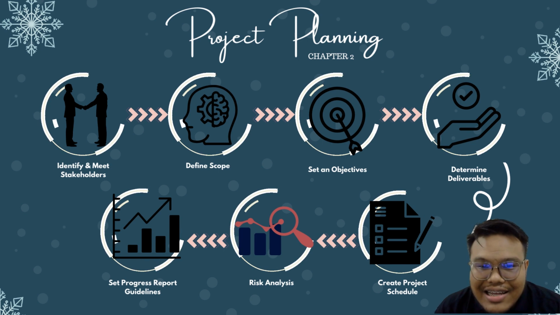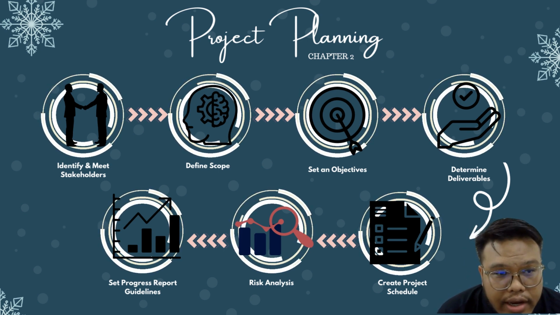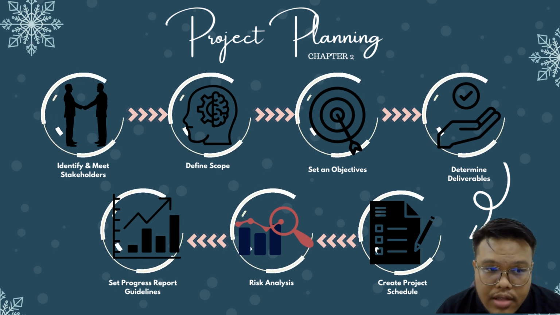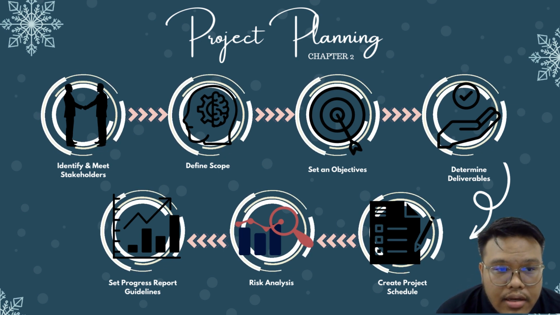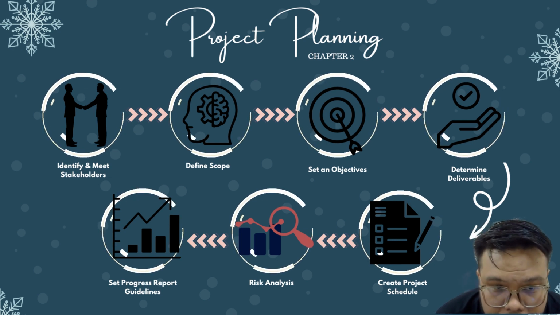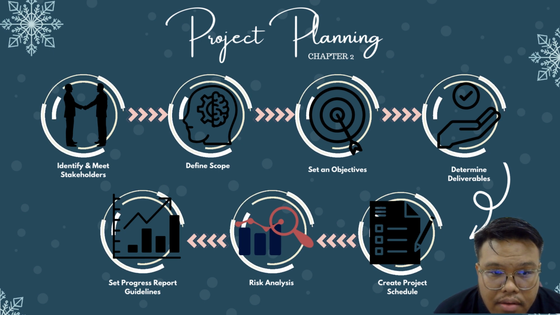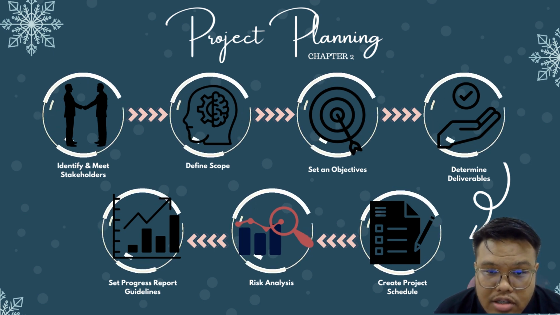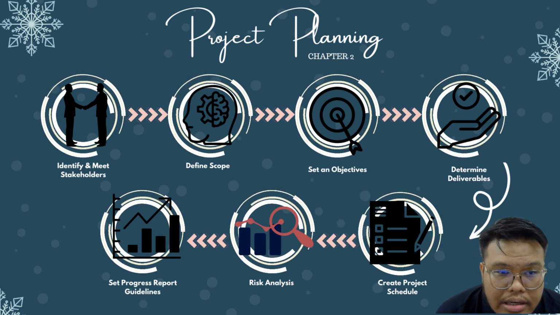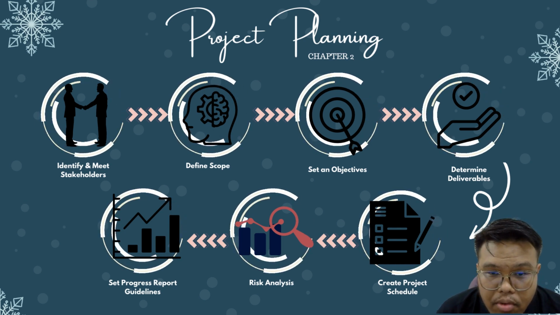Okay, for the next slide is project planning. Firstly, we identify and meet the stakeholder, and second, define scope. Third, set the objective. Fourth, determine the deliverable. Fifth, create the project schedule. Sixth, risk analysis. And lastly, set the progress report guideline.